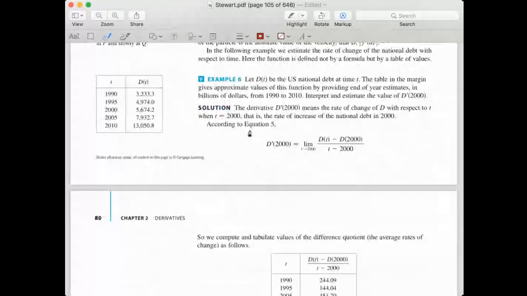Let's see this example. Let D of t be the U.S. national debt at any time t. The table in the margin gives approximate values of this function by providing end-of-year estimates in billions of dollars from 1990 to 2010. Interpret and estimate the value of D prime of 2000. D of t is a function. The derivative D prime of 2000 means the rate of change of D with respect to t when t equals 2000. That's the rate of increase of the national debt in 2000.